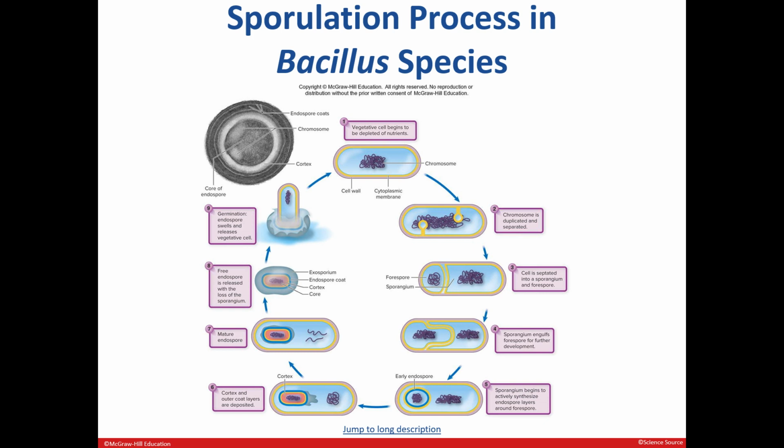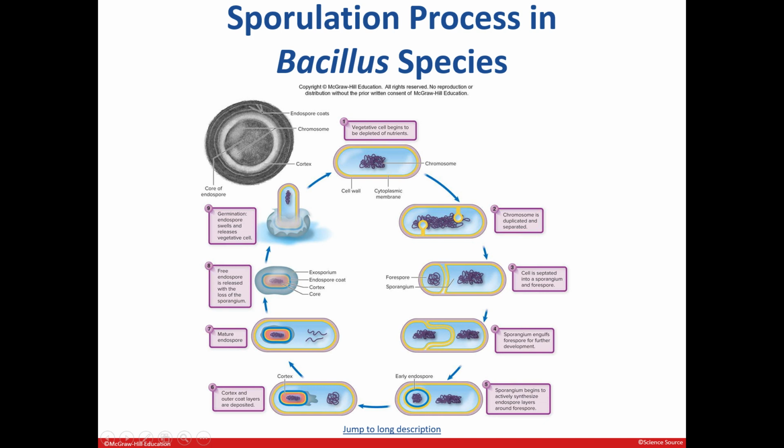Let's look at the process. Number 1 shows us a vegetative cell that is starving. They then make copies of the genetic information and start to separate. We then see the cell develop a partition, which gives a forespore and a sporangium.